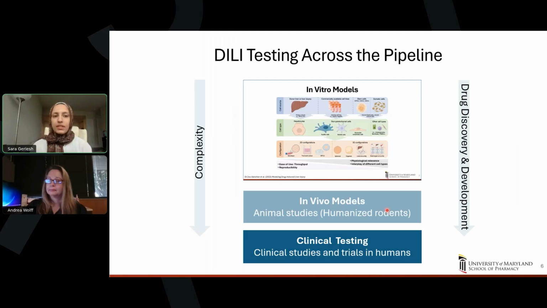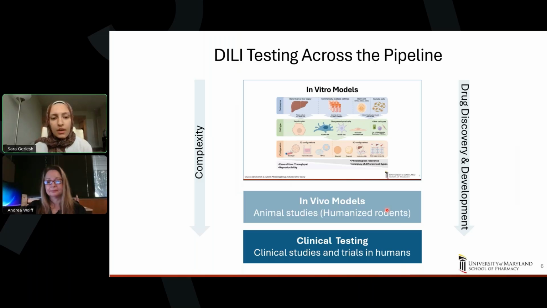And also for DILI testing across the drug development pipeline, the drug passes through many stages, starting from in vitro models, in vivo models, and finally clinical testing in human clinical trials. The problem here with DILI drugs is that the drug can pass through all these stages and still its hepatotoxicity cannot be detected. That's why sometimes it gets withdrawn from the market or even at the clinical trial phase. So this highlights that there are some problems with the conventional methods for DILI detection.